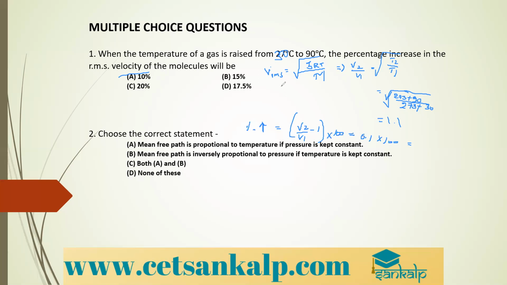V2 by V1 you get as 1.1. 1.1 minus 1 is 0.1, into 100 because it is in percentage. Therefore, the correct option is 10%.